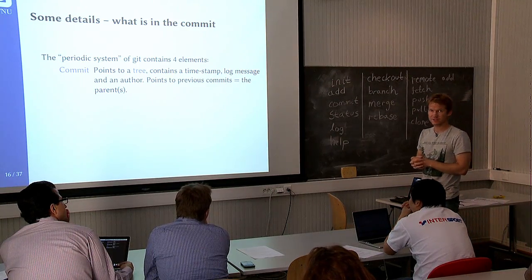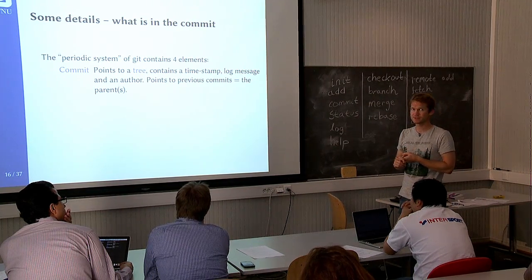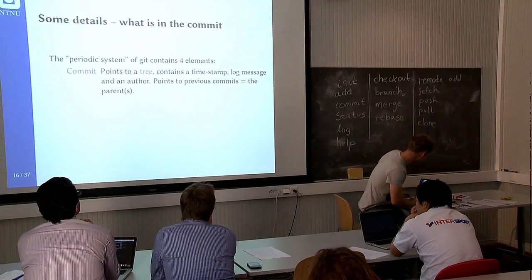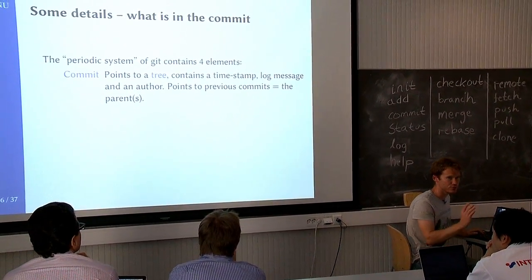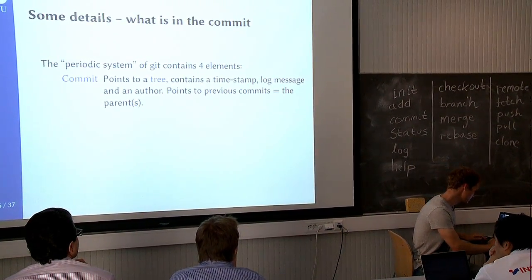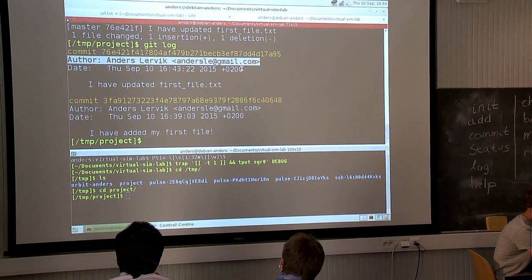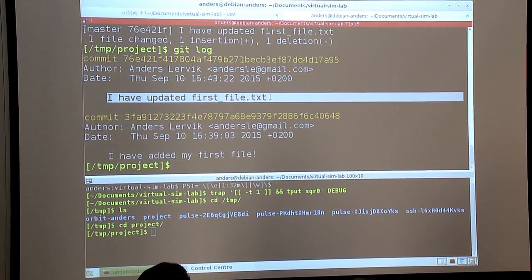You have the commit, so that's actually an object. It points to a tree. It contains a timestamp, log message, and an author. And it contains a pointer to its parents. So that pointer makes it possible to have a history in time. And you have already seen that it contains the author, a timestamp, and a log message.